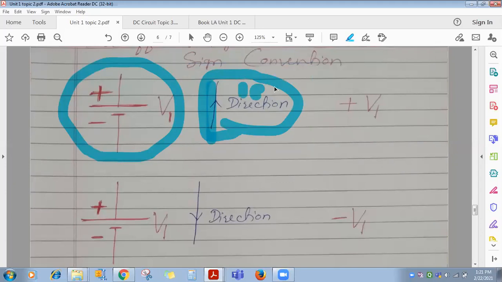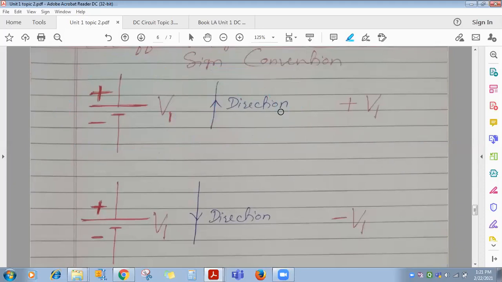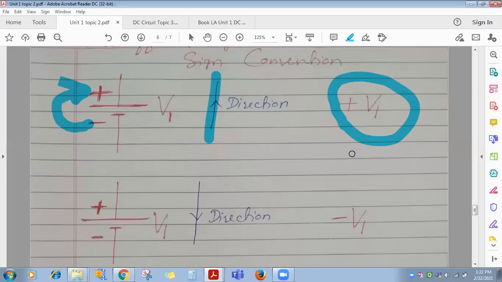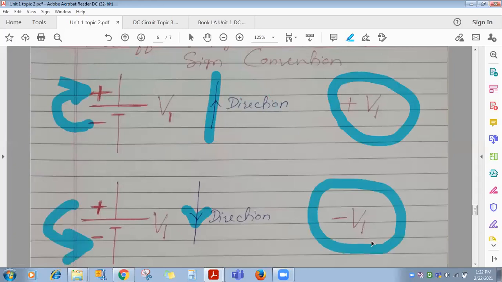Whatever the loop direction you have assumed, with reference to this direction, if you are moving in this direction, it means you are moving from lower to higher potential. So if you are moving from lower to higher, that voltage source you consider positive, and in the reverse direction, from higher to lower, that voltage source you have to consider as negative. Okay, clear? Is this clear?